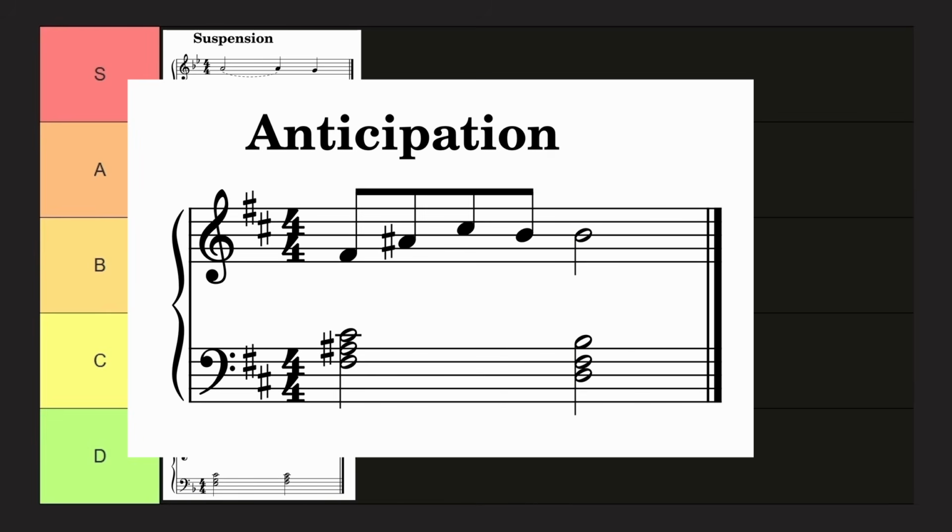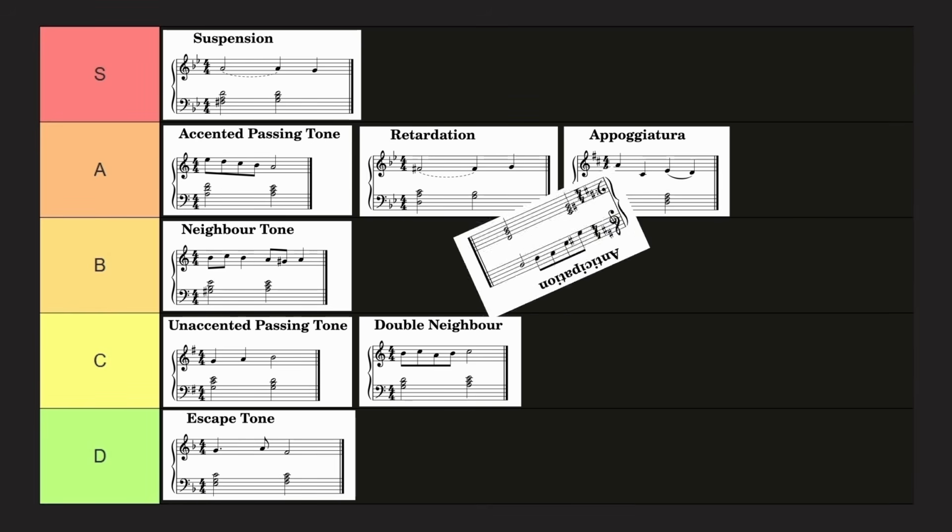Nice. These are a common choice at cadence points and give you a slightly stronger sense of arrival. I'd say a pretty useful and inoffensive NHT all around, so I'll be putting the anticipation in the B tier.